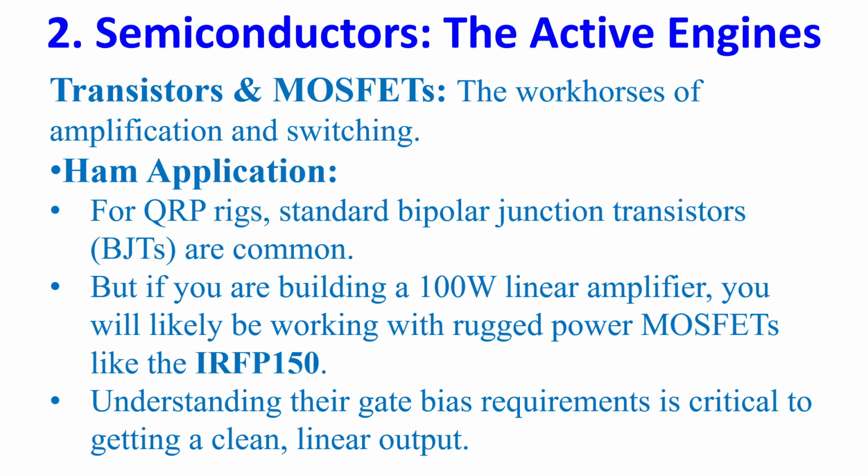Transistors and MOSFETs, the workhorses of amplification and switching. Ham application. For QRP rigs, standard bipolar junction transistors are common. But if you are building a 100-watt linear amplifier, you will likely be working with rugged power MOSFETs like the IRFP150. Understanding their gate bias requirements is critical to getting a clean linear output.